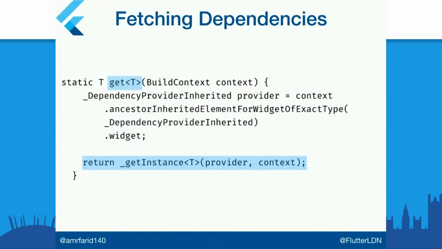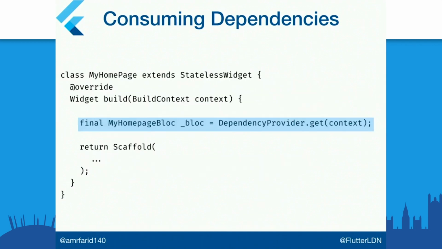Finally, if I want to fetch dependencies, the stateful widget will provide a get method. That get method will find the inherited widget and call an instance, which basically will use the inherited widget to get all the definitions and dependencies and provide them. So how would we use something like that? For example, in my widget, I can make a call to the provider, and that will automatically evaluate to my homepage BLoC, and that will fetch it from where I defined it.